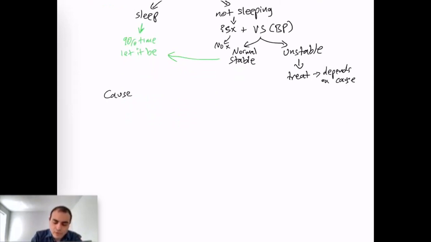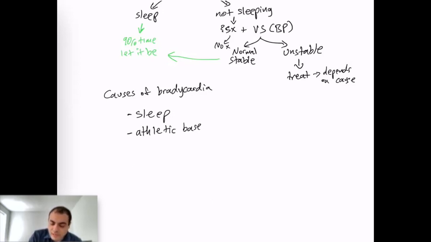So what are the causes of bradycardia? Common causes, not all causes. We mentioned the first one is sleep. Sleep is a common cause and you don't care about it. The other one is if the patient is baseline athletic and their baseline heart rate is like 40, so they'll be bradycardic. These are things you don't do anything about.